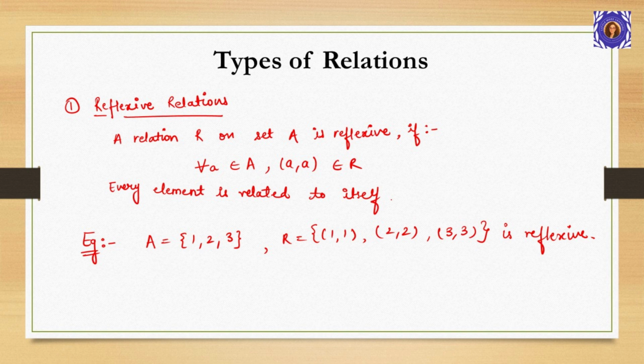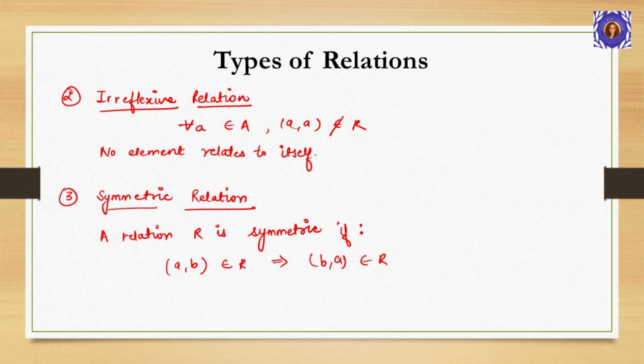For R, set A equals {1, 2, 3}, and the given relation is reflexive. In graph terms, this means every vertex has a loop pointing to itself. The opposite concept is irreflexive relations, where no element is related to itself. The relation "is less than" on real numbers is irreflexive because no number is less than itself.